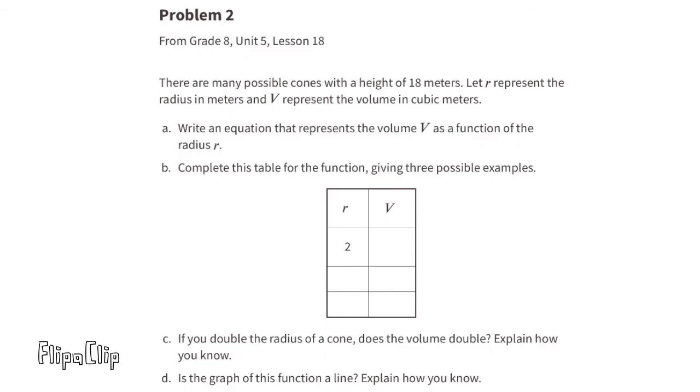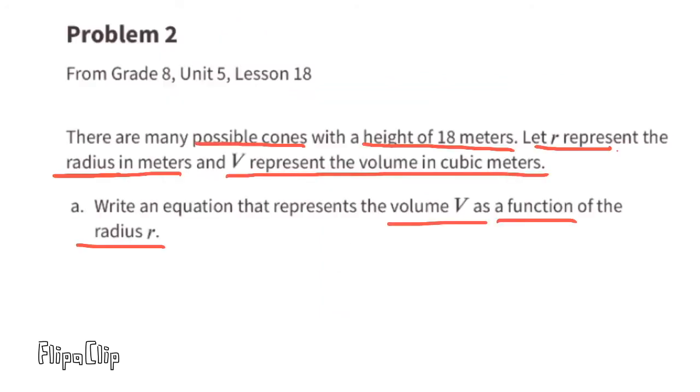Problem number 2 from 8th grade, Unit 5, Lesson 18. There are many possible cones with a height of 18 meters. Let R represent radius in meters and V represent volume in cubic meters. A. Write an equation that represents the volume, V, as a function of the radius, R. We can start with the formula for finding the volume of the cone, and that is V equals 1/3 times pi times R squared times H.